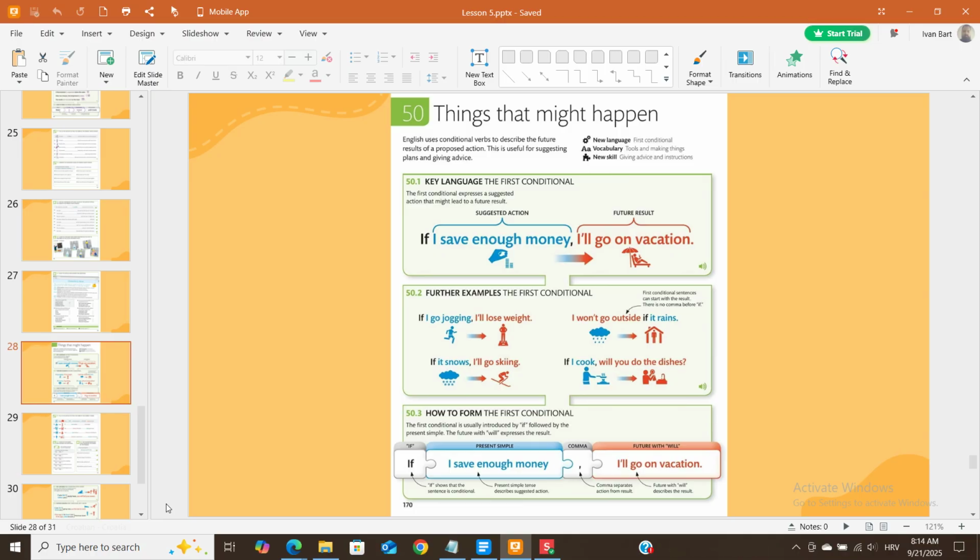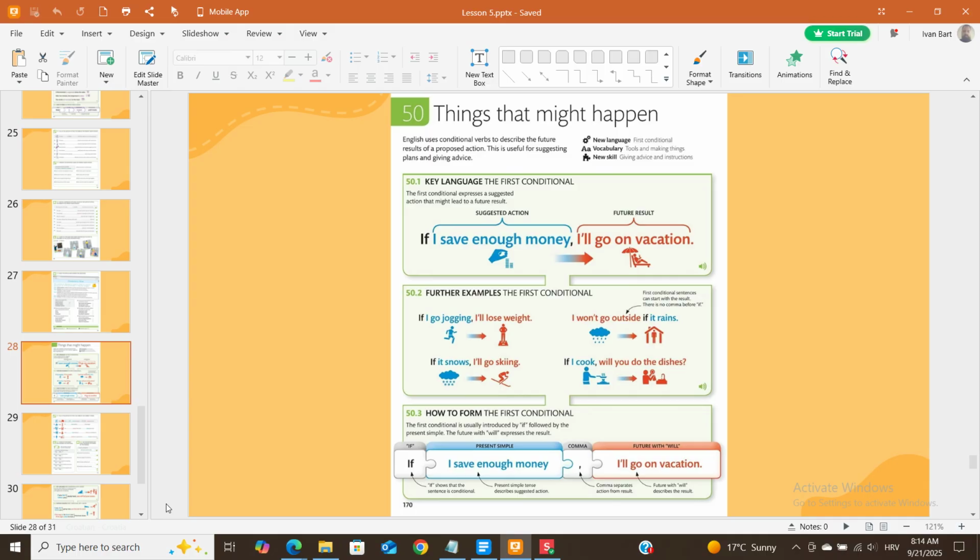New language. First conditional. Vocabulary: tools and making things new. Skill: giving advice and instructions. Suggested action. Future result. If I save enough money, I'll go on vacation.